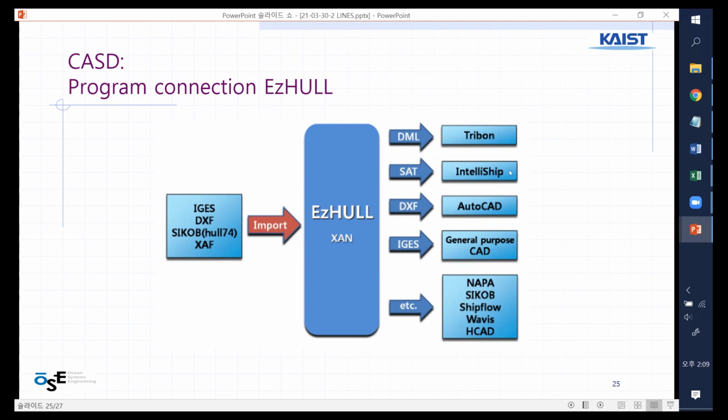Probably IntelliShip is coming from Intergraph, AutoCAD is a popular one. Probably CATIA should be somewhere here. And now NAPA is coming from Finland, SEACOS and ShipFlow. So anyway, the data interface between different softwares is also important: how can I move a design coming from Tribon to EasyHull, or from AutoCAD to another software? So using this kind of standard formats.